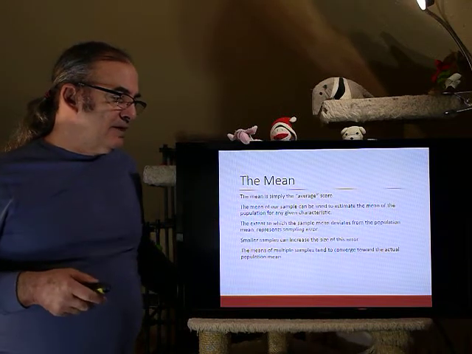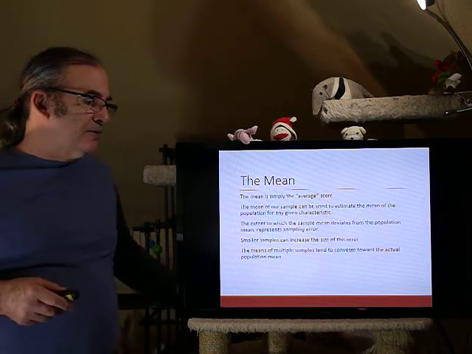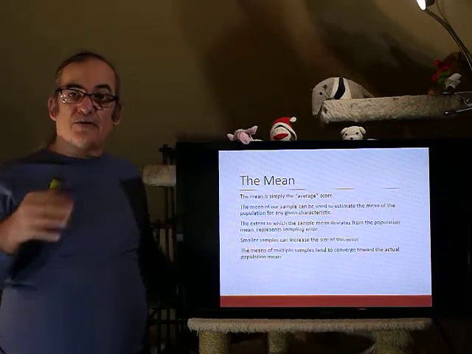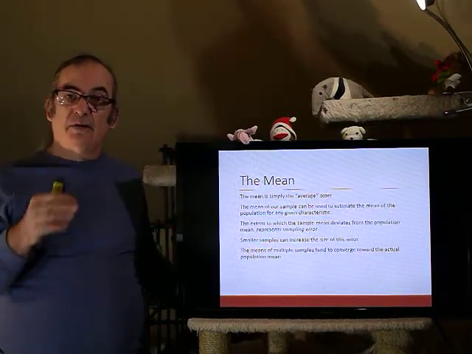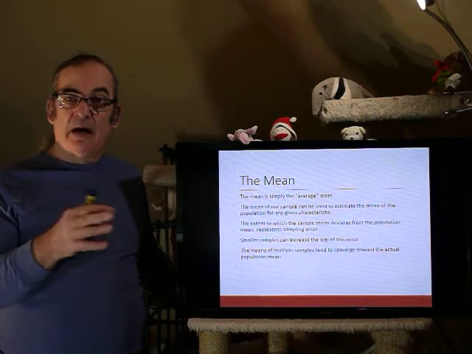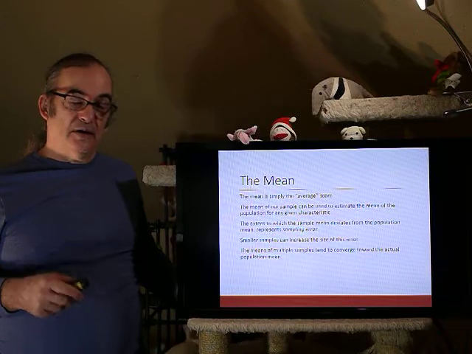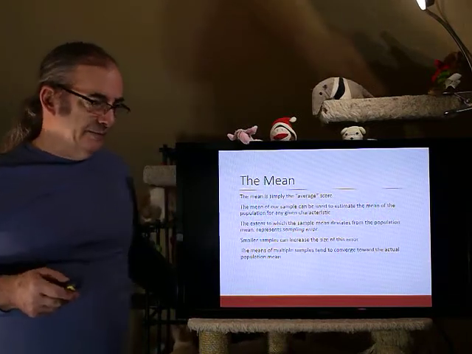The means of multiple samples tend to converge towards the actual population mean. That is, if we draw randomly multiple samples, take a mean from each sample, and then determine the grand mean, the combined mean of all those samples, then we see we get closer and closer to the population mean.